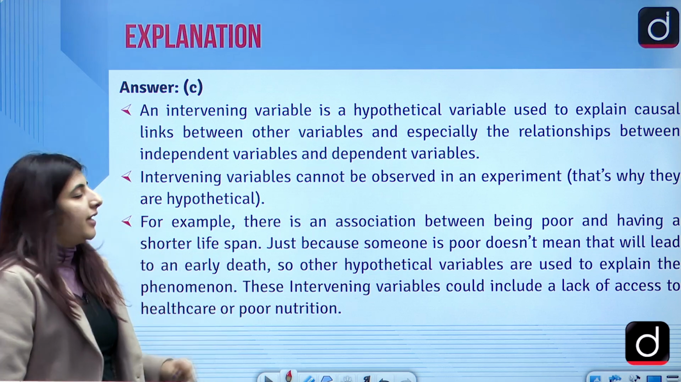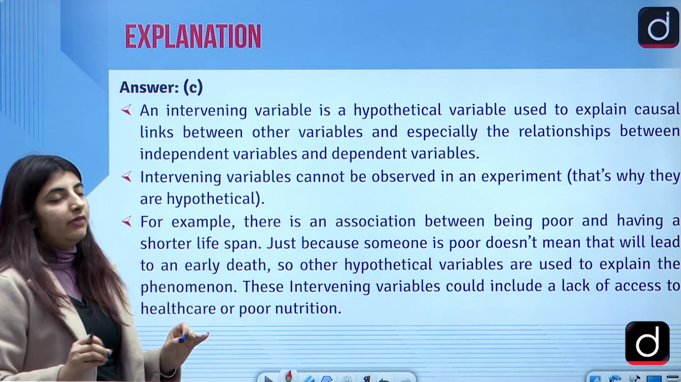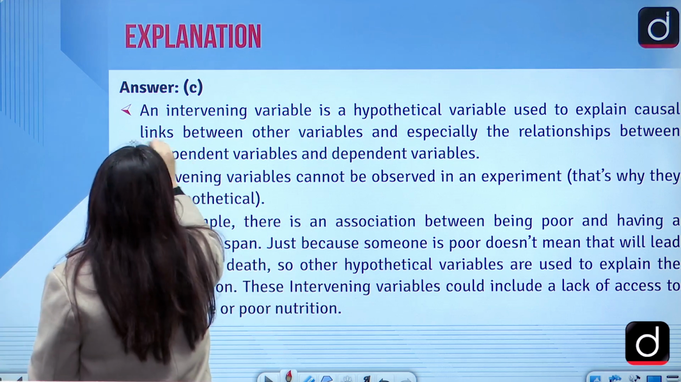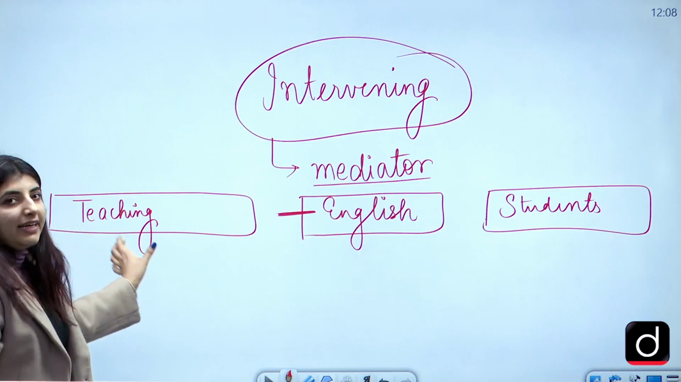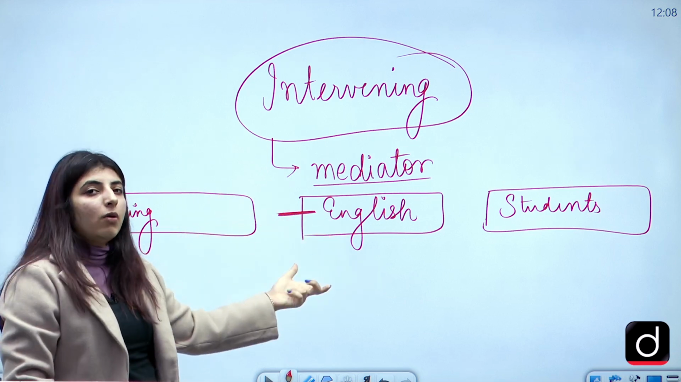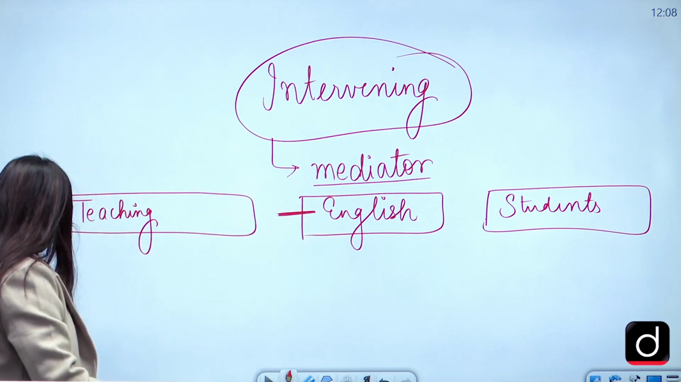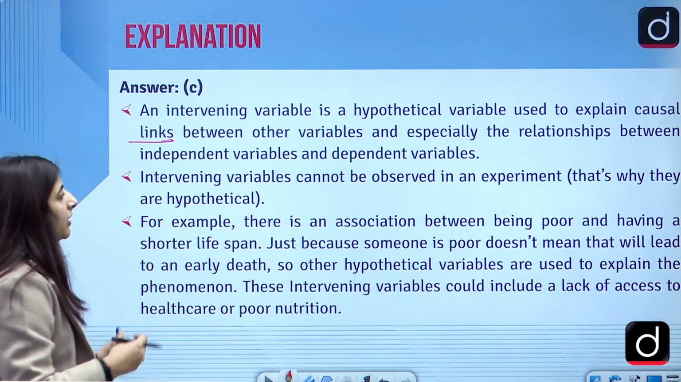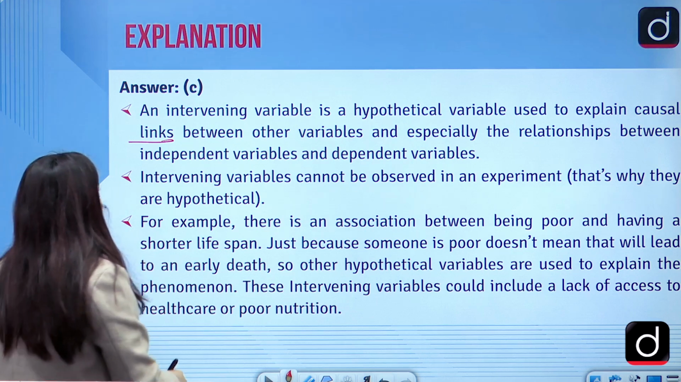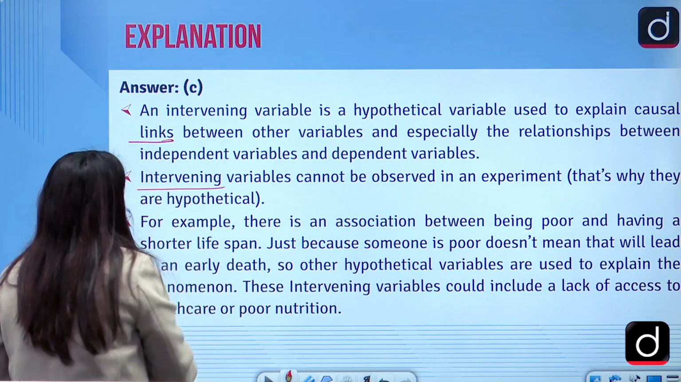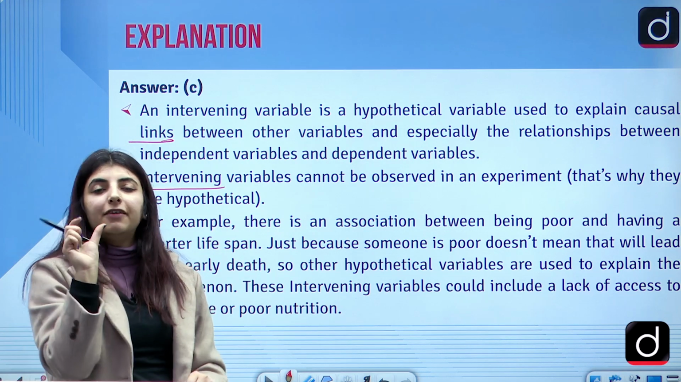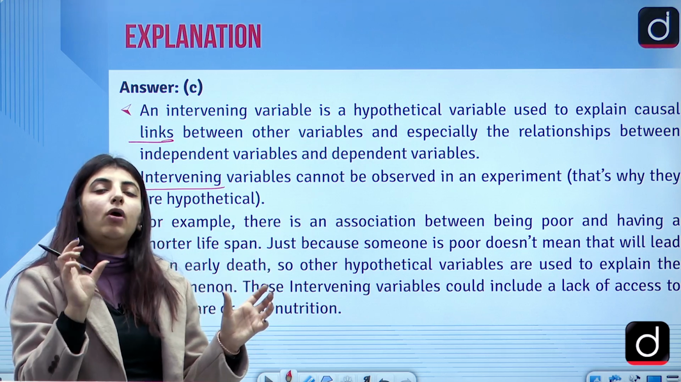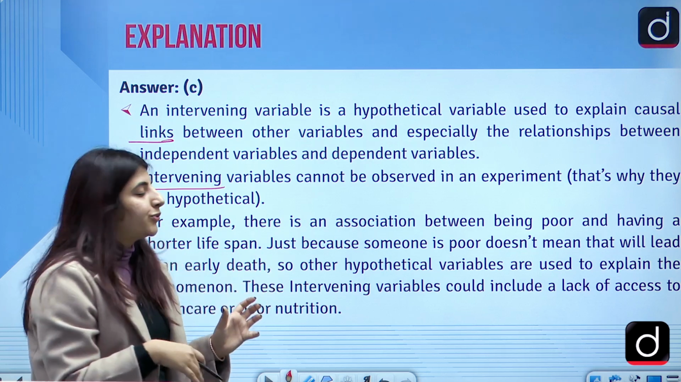Then let's just read here. It is a hypothetical variable used to explain causal links between other variables. So here we are seeing the cause of this very teaching on the students, but how? Using and seeing the hypothetical variable, that is the intervening variable, the language. Intervening variables cannot be observed in an experiment because you are just going to see the effect of teaching style on the students and not the teaching in English on the students.